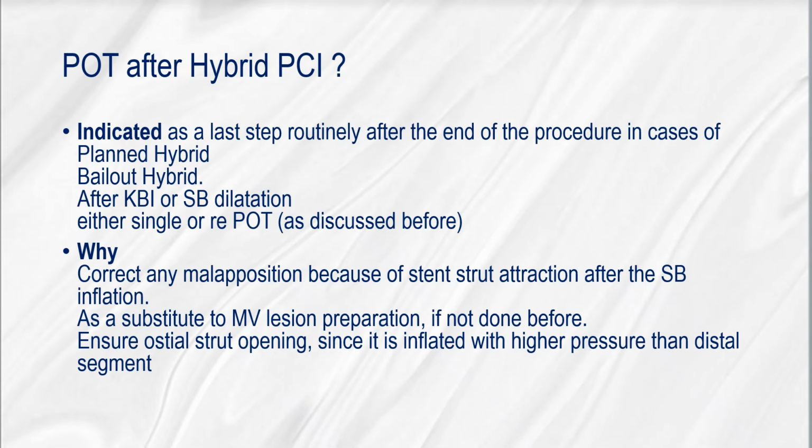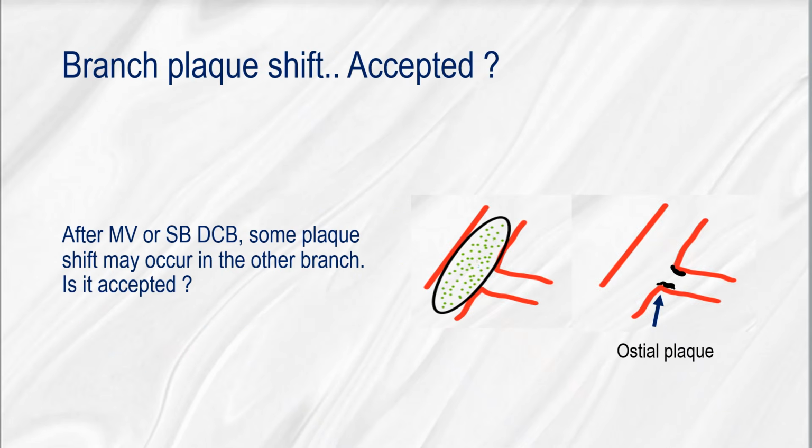POT after hybrid PCI is indicated as the last step, routinely, after the end of the procedure in cases of planned or bailout hybrid, after kissing balloon inflation or side branch dilatation, either single or re-POT as discussed before, in order to correct any malapposition because of stent strut attraction after side branch inflation, as a substitute for main vessel lesion preparation if not done before, and to ensure ostial strut opening since it is inflated with higher pressure than the distal segment.